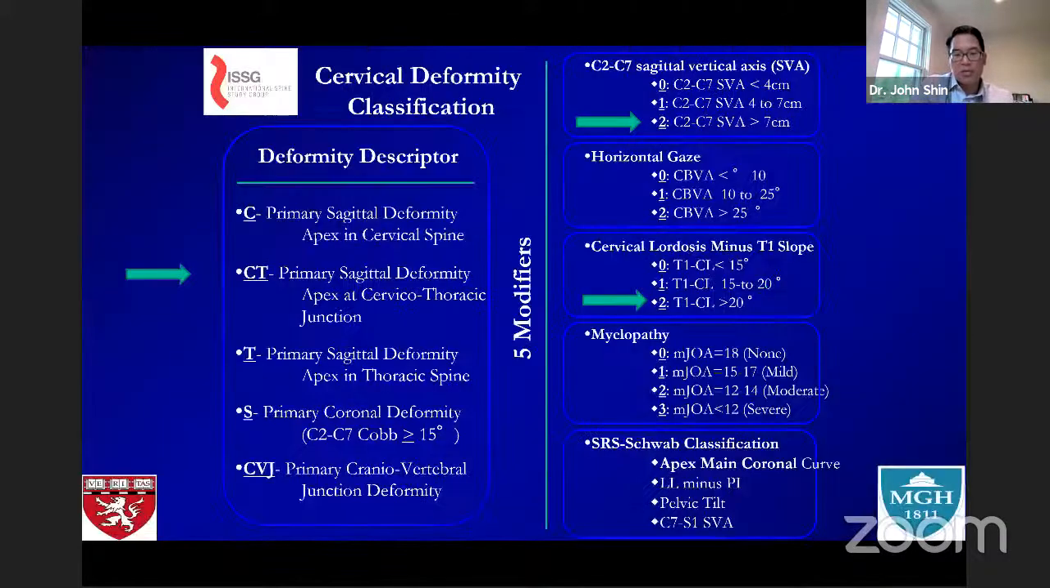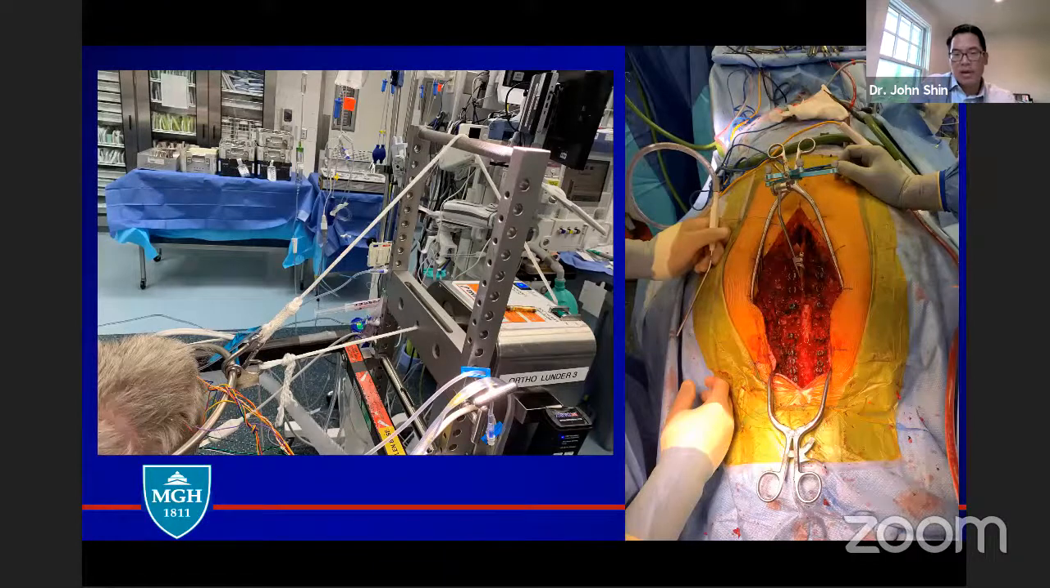This patient is miserable. So we go through our algorithm. We go through various parameters here. And we did this through a pedicle subtraction osteotomy. And this is the setup. So you can see where my navigation tower is, bivector traction. And this is the video showing that.